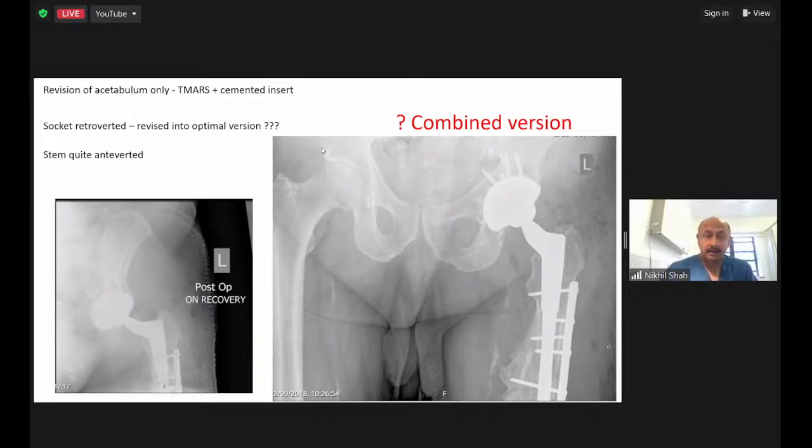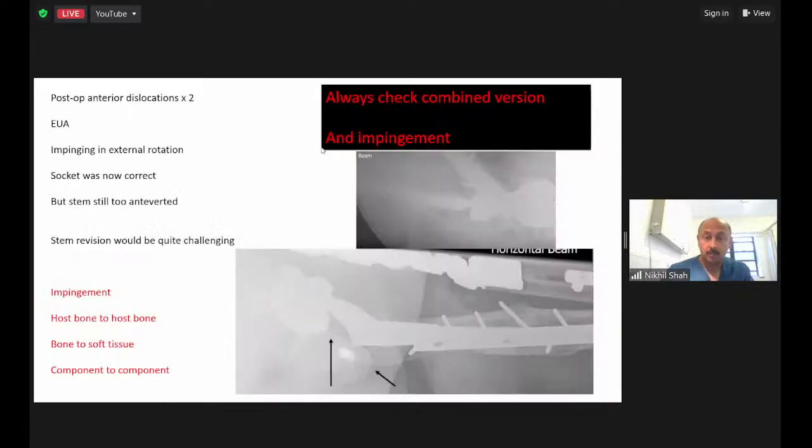So when I corrected the acetabular version to what I normally put in, which is anteversion, post-operatively the patient started impinging in external rotation. The hip was stable during surgery, and I always check for impingement. I always check for combined version. But when he stood up, clearly it was impinging in extension, and he started dislocating quite easily. At that time, it took me a couple of hours to figure out what was happening.